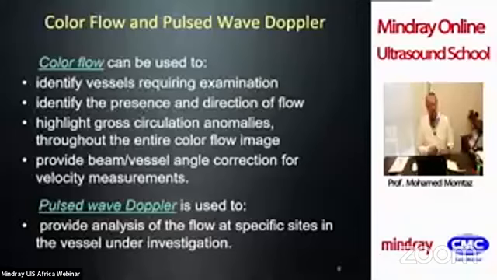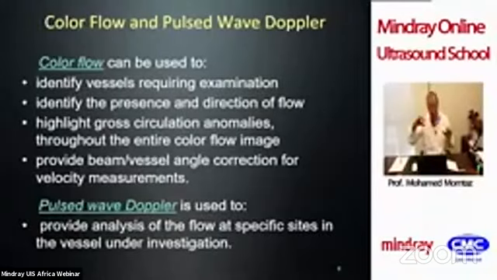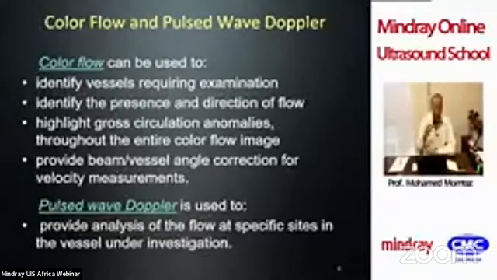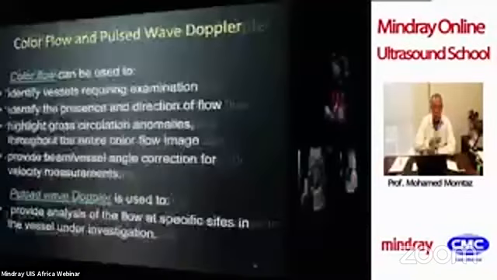It provides beam vessel angle correction for velocity measurement. So when you see the vessel and you see the color flow and you want to put the spectrum or the pulse Doppler, you know exactly the angle that you want to use, because the angle usually is around 45 degrees to the flow of the blood inside the vessel. Whereas pulse wave Doppler is used to provide analysis of the flow at specific sites in the vessels under investigation, and we will discuss this in more detail.